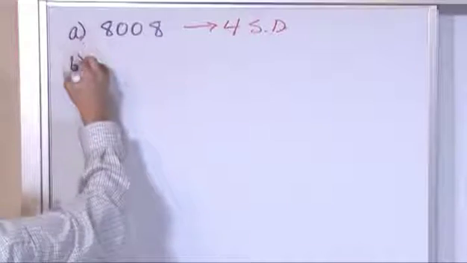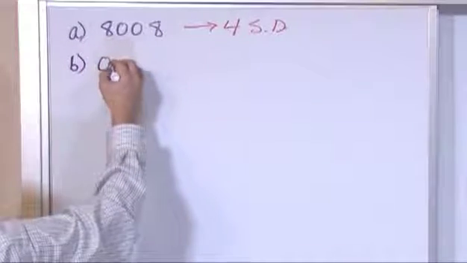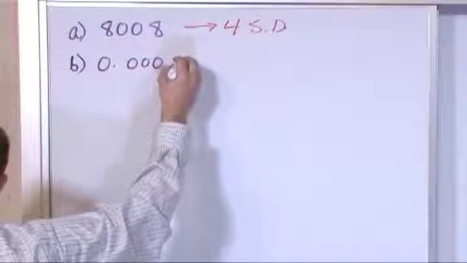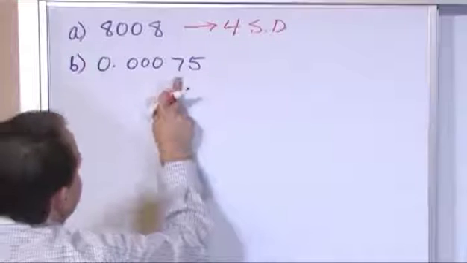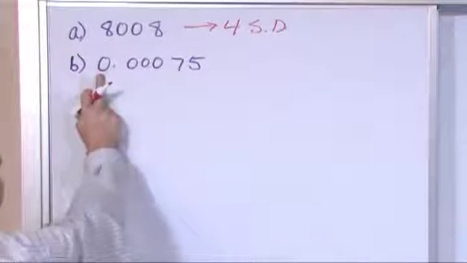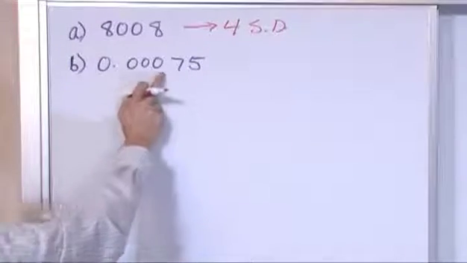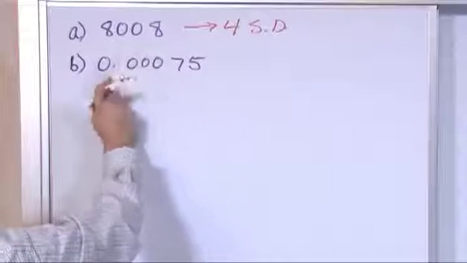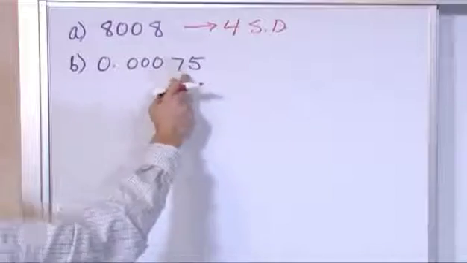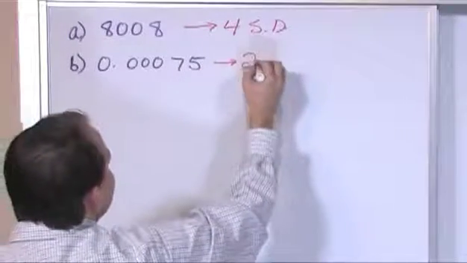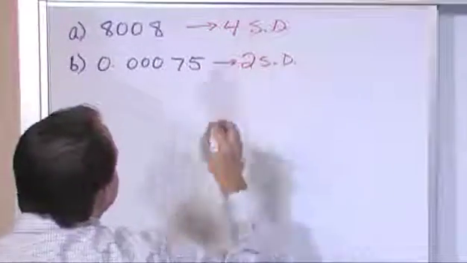What about 0.00075? How many significant figures do we have here? Well, obviously these count, so there's 2. Leading zeros before a decimal do not count. Leading zeros that come after a decimal but before my other digits, these don't count either. So this is all that counts. It only has 2 significant digits in this number.